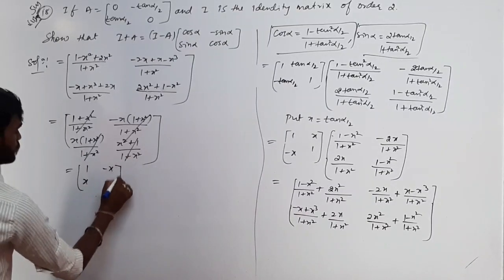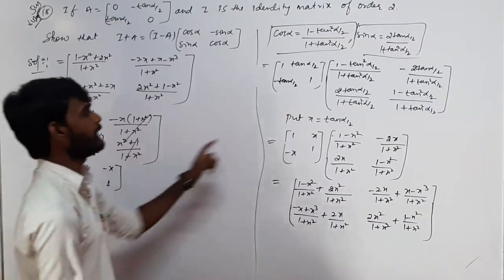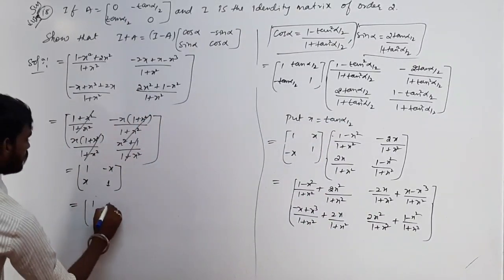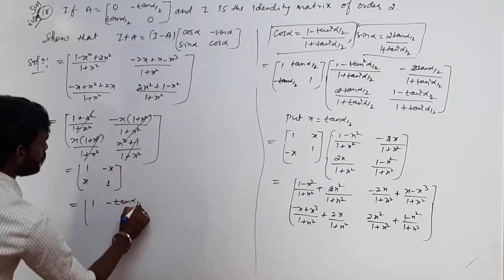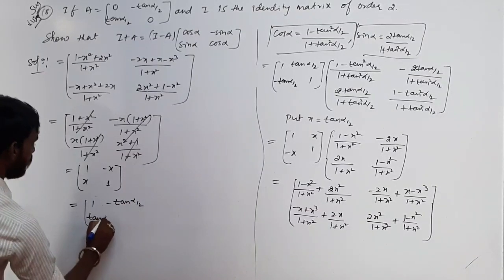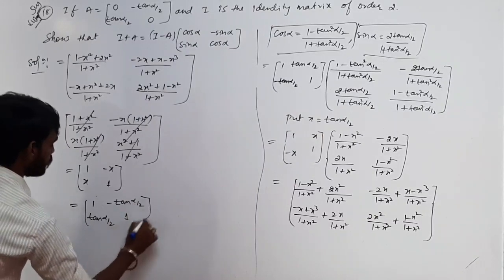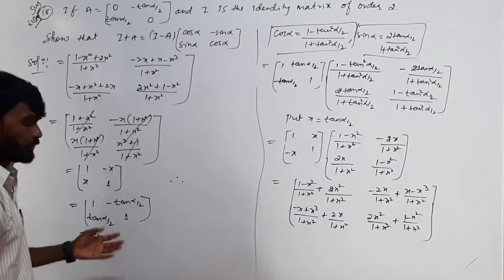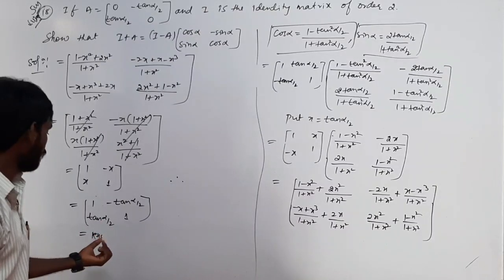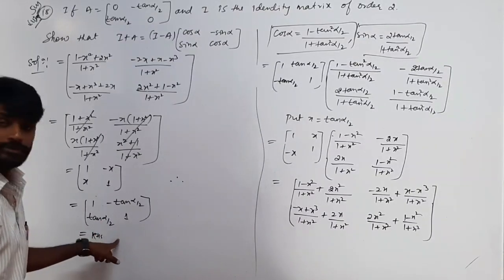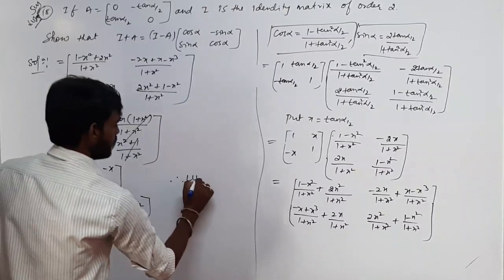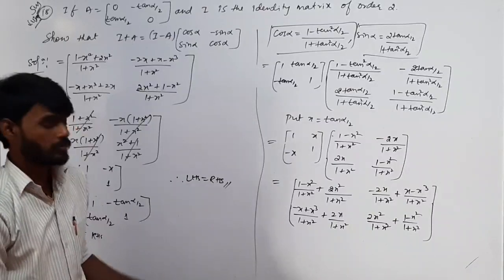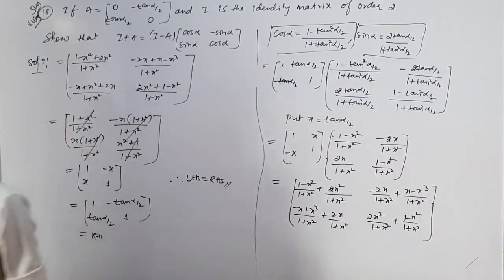then 1. So already we know that we are taking x as tan alpha by 2. So this is equal to 1 minus tan alpha by 2, tan alpha by 2, 1. So this is equal to RHS. We can check out, we already found the value of LHS. Both will be the same. Therefore, LHS is equal to RHS. Okay. So please follow the order.